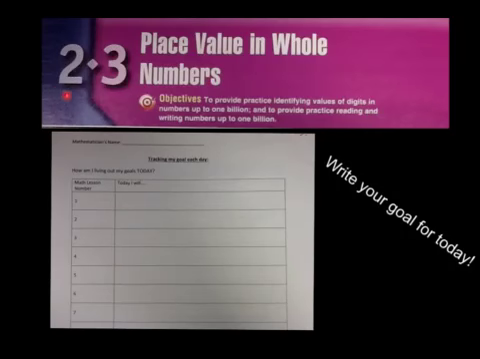Today we're studying Lesson 2.3, Place Value in Whole Numbers. By now you should have written your goal for today. In this lesson, you're going to practice identifying the value of digits in numbers up to 1 billion and provide practice reading and writing numbers up to 1 billion. What sounds a little bit different about this learning target for today compared to the one that we talked about last week that you need to be able to reach for the whole unit?